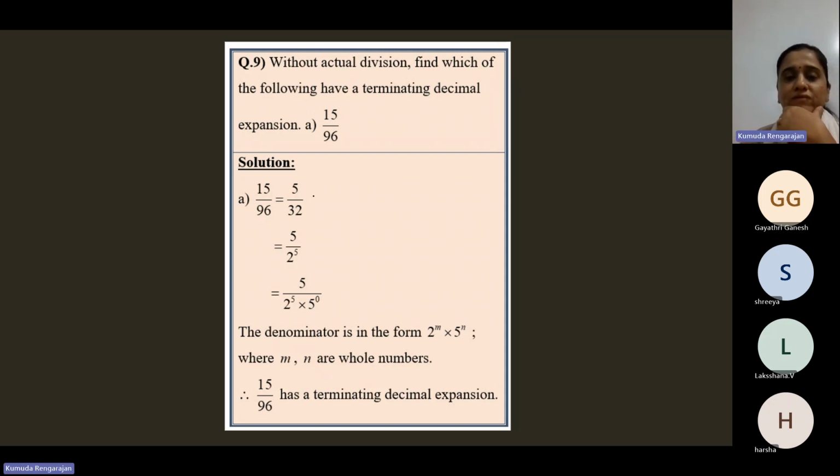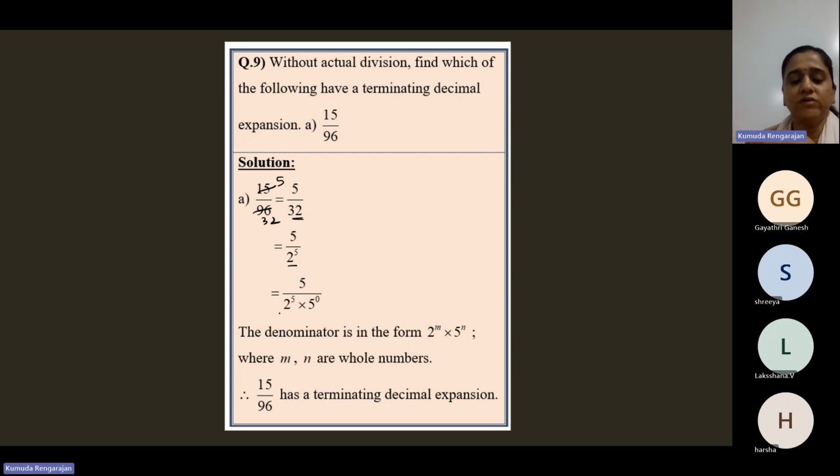You need to first simplify. So 3 5s are 15, and 32 times 3 is 96, so we have 5 by 32. After simplifying, you need to take the denominator and express it as a product of its prime factors. So 32 is 2 into 2 into 2 into 2 into 2. So 2 to the power 5.